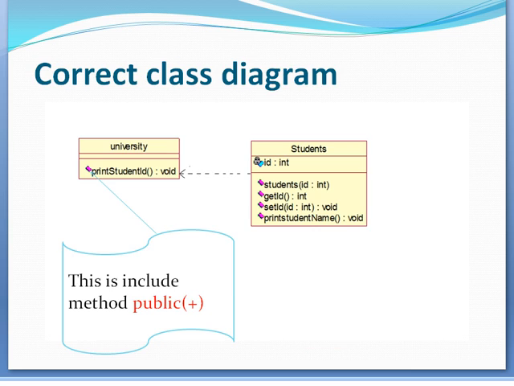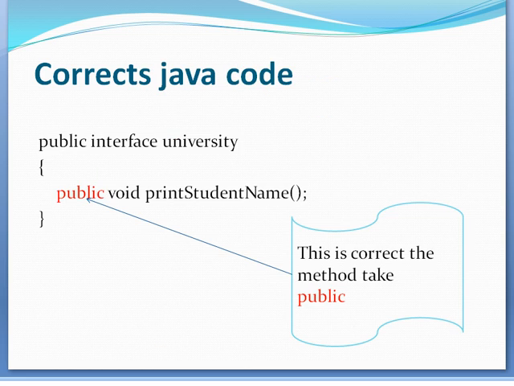The correct solution for this problem is to declare the methods in the interface as public. Never declare a method as private or protected. The correct Java code adds a public modifier for the method in the interface called printStudentName.